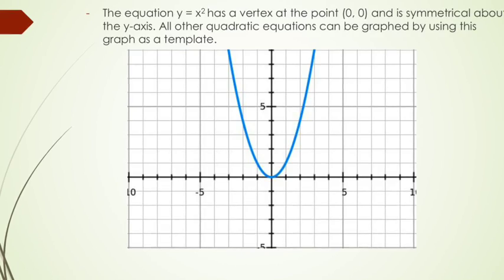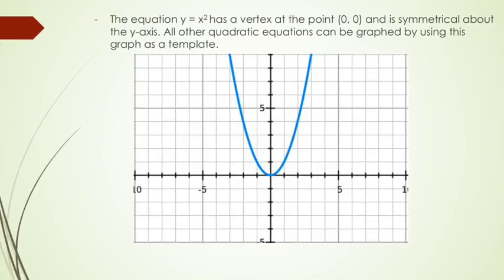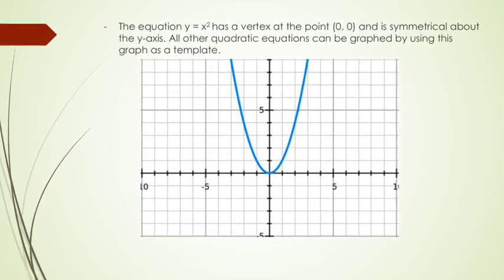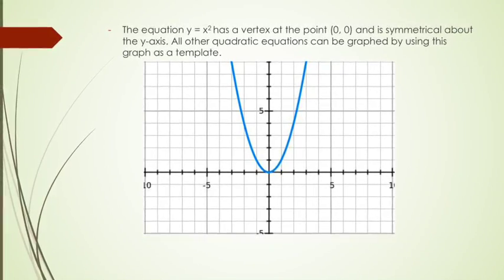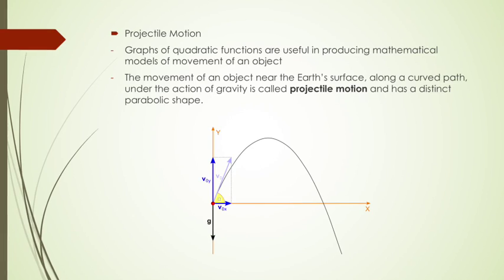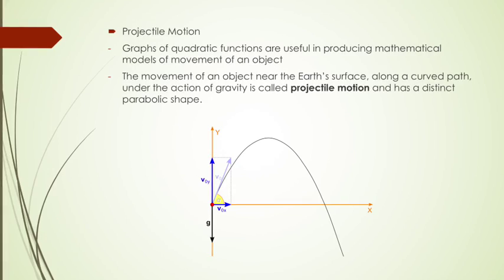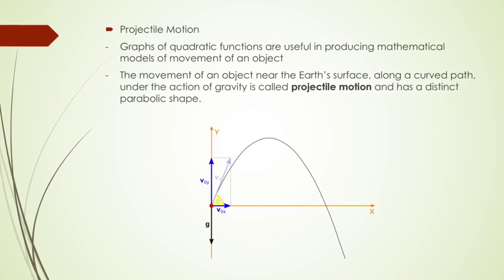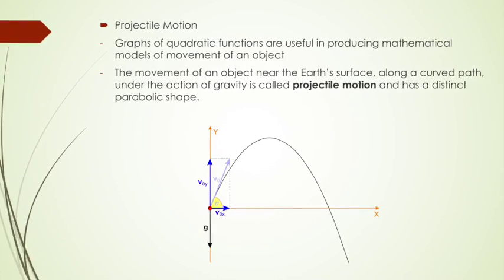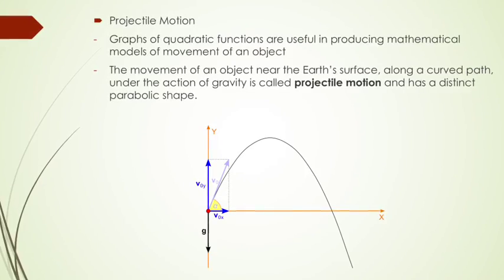The least complex quadratic function is y equals x squared, and it can be used as a template when plotting the graphs of more complex quadratic functions because it has the vertex at the point (0, 0) and is symmetrical about the axis. Graphs of quadratic functions are useful in producing mathematical models of the movement of an object. One such movement is projectile motion, which is the movement of an object near the Earth's surface along a curved path, under the action of gravity, of course. This motion has a distinct parabolic shape.